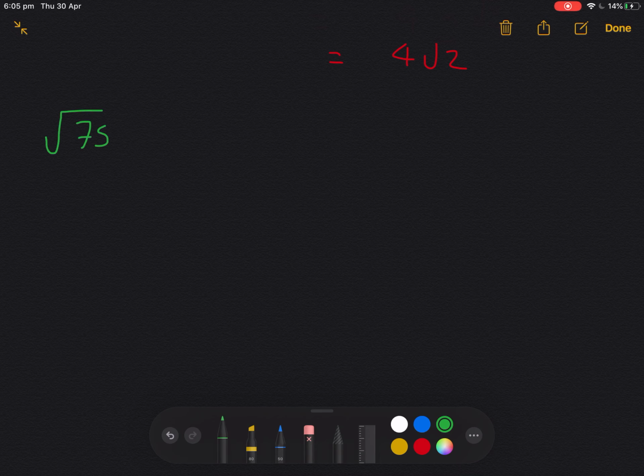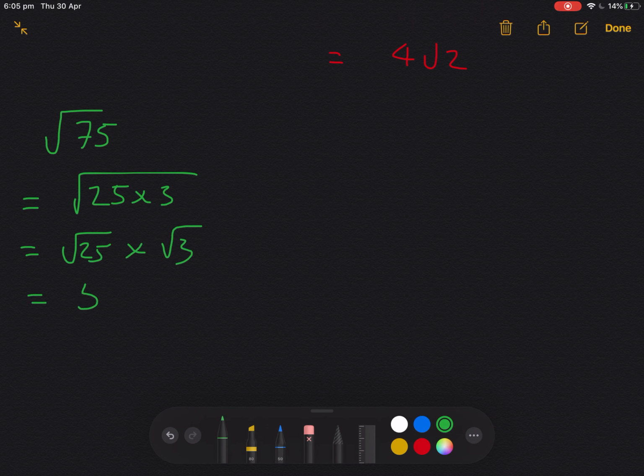One more example. Root 75. What square factors does 75 have? Have a bit of a think. And then you might think to yourself, oh, of course, 25 is a square factor. So let's do that. 25 times 3. Split. Simplify. Recombine. Done deal. Easy peasy.